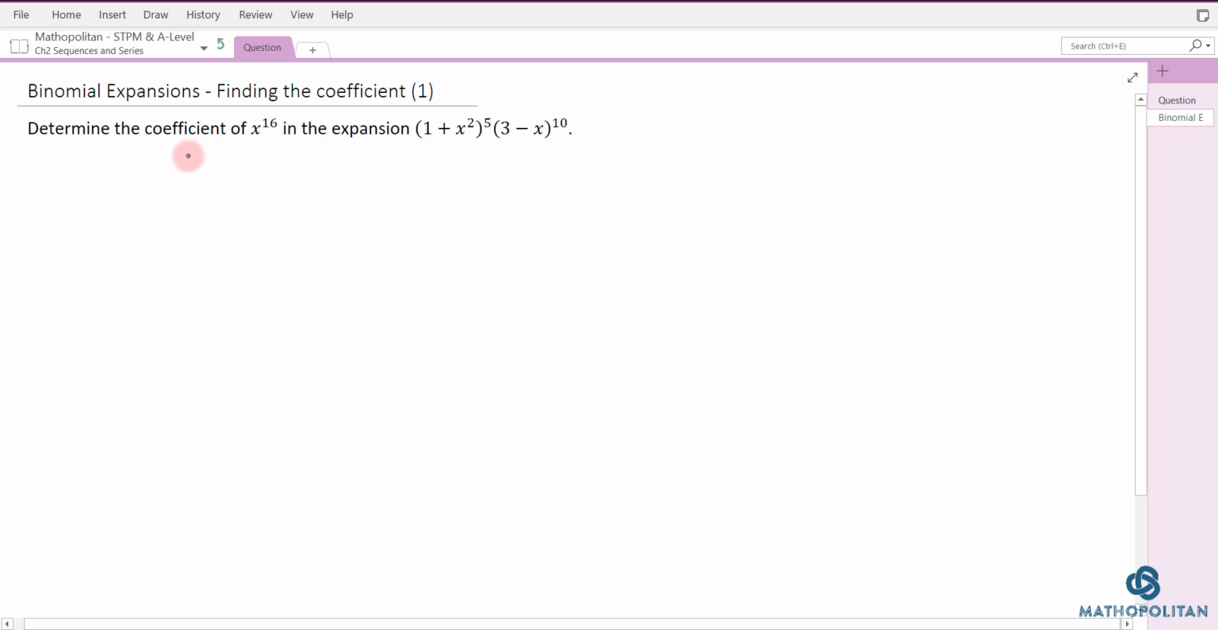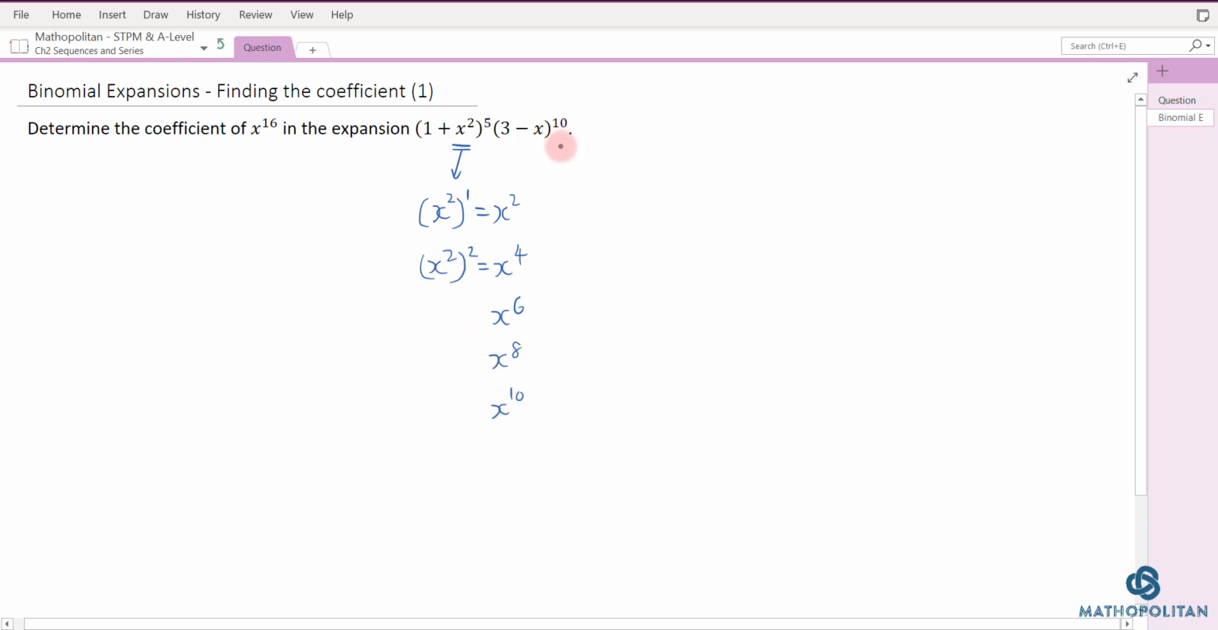That's one way. The other way is to find the r plus 1th term of each expansion, then multiply them, and find the combination that gives us x to the power of 16. As a start, for (1 + x^2)^5, if you expand this, the terms in x are x^2, then x^4, x^6, x^8, and x^10 once you reach power of 5.